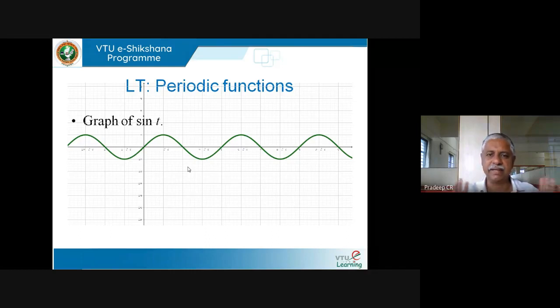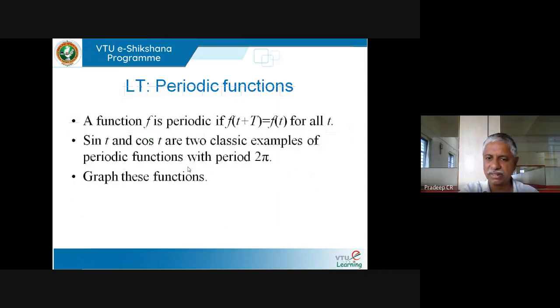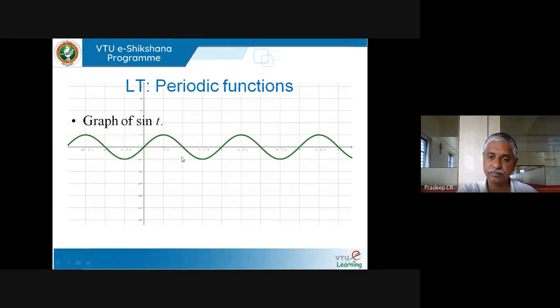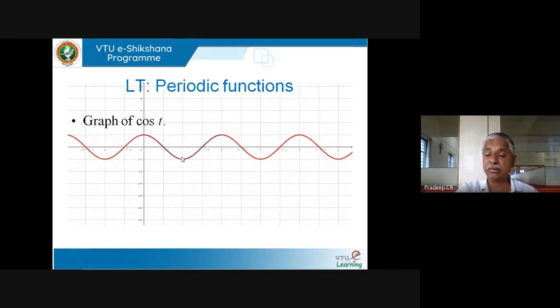So we understand that the period is the smallest value where the function repeats. That smallest value where the function repeats, I'm denoting as capital T. So a function f is periodic if f of small t plus capital T is equal to f of t for all t. As I said, sine and cos are two of the best examples of periodic functions.